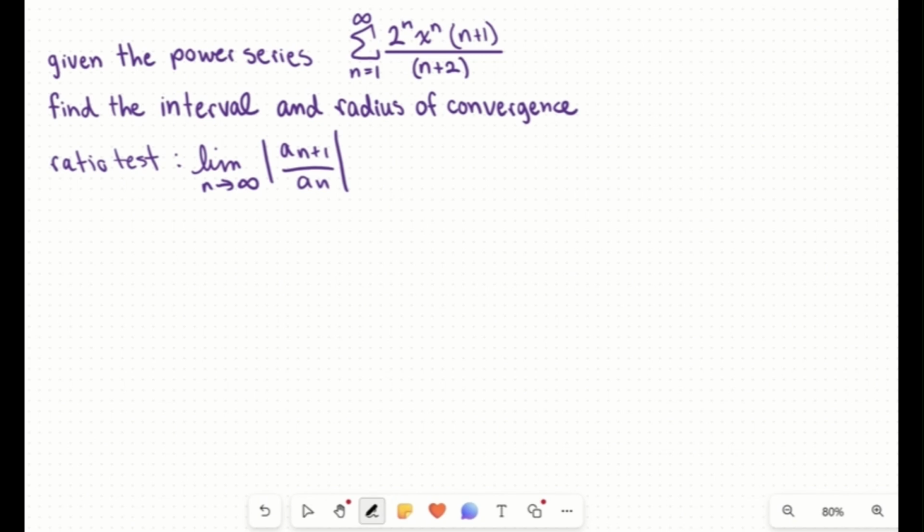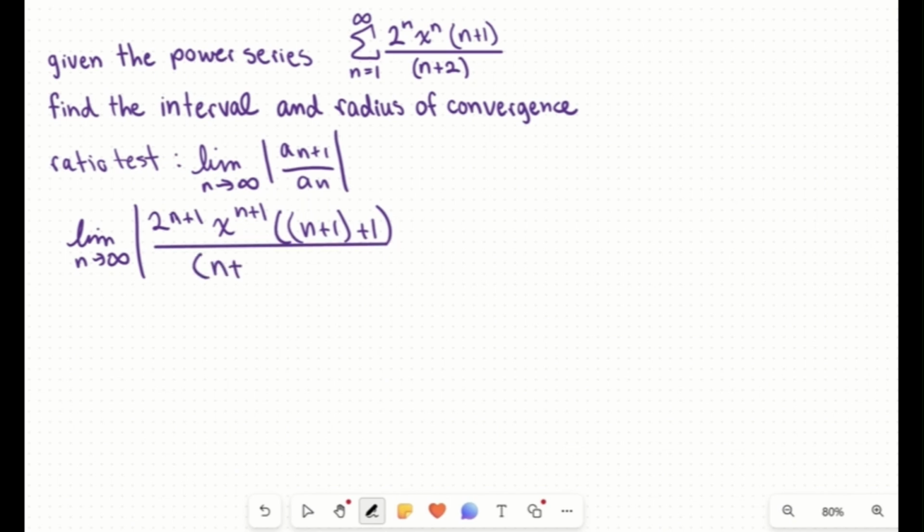So let's apply this to our series. We're going to take the limit as n approaches infinity of the absolute value of 2 to the n plus 1, because we're taking our a sub n, which is this right here, and we're going to apply plus 1 wherever there's an n. So it's going to be 2 to the n plus 1, x to the n plus 1, times n plus 1 plus 1, divided by n plus 1 plus 2. So now this is our a sub n plus 1. That's what we just found.